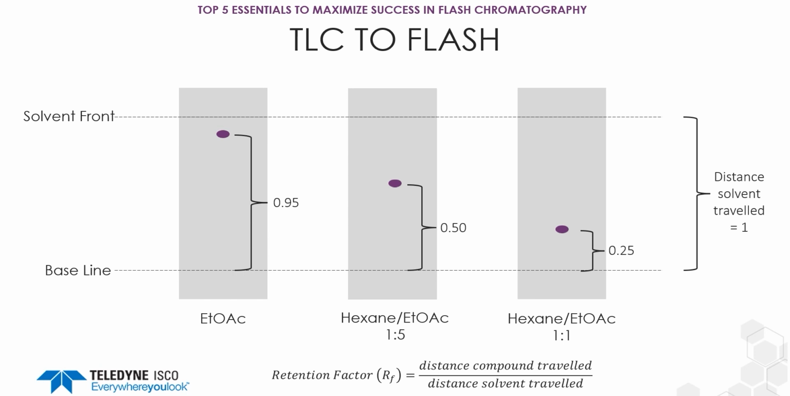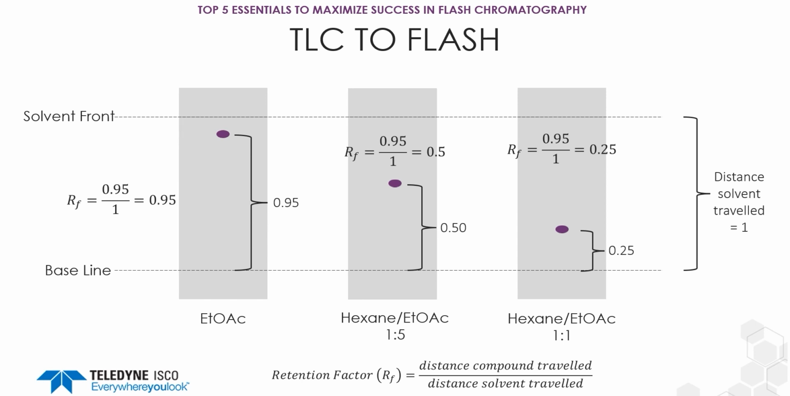So for the one on the left, the compound of interest travels 0.95, and the distance the solvent traveled was 1. We're using some pretty simple numbers to make the math easy when we're calculating the retention factor. That equation can be found down at the bottom of the slide. If we look at the one in the middle, we traveled 0.5, and the one on the right, 0.25. So we can plug these numbers into our equation to determine the retention factor. For the left one, we're going to get a 0.95 retention factor. The one in the middle is going to be a 0.5 retention factor, and the one on the right is going to be a 0.25 retention factor.